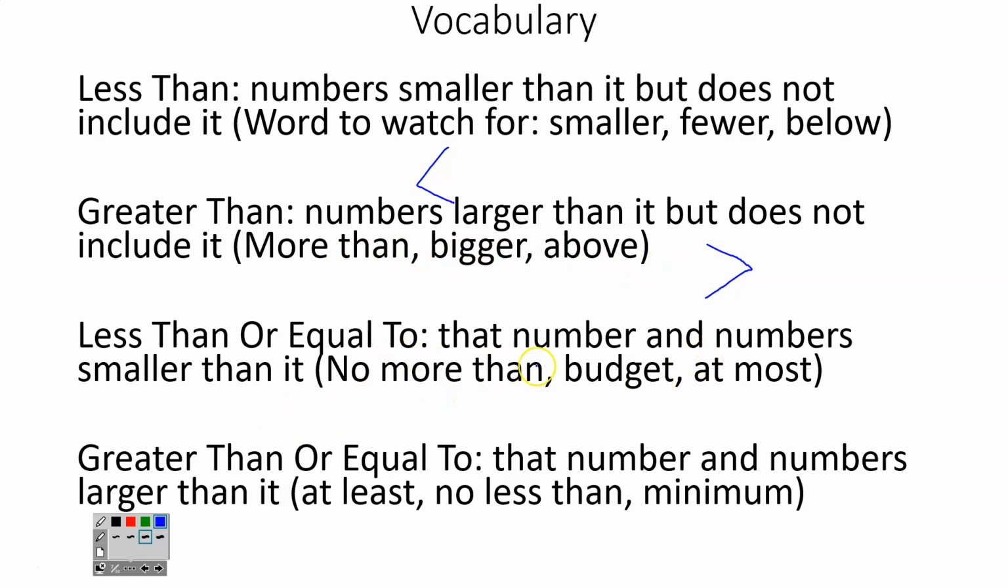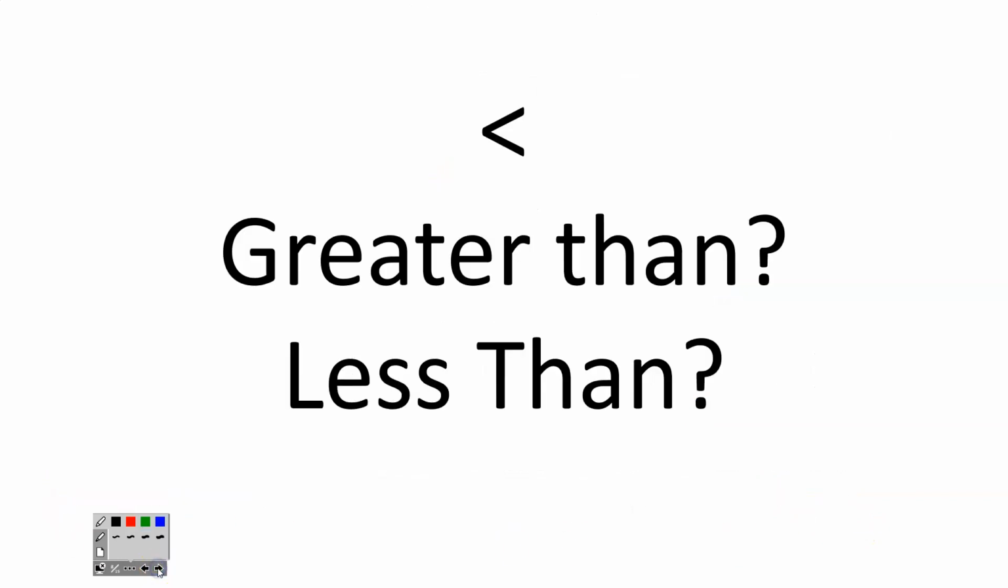Less than or equal to are numbers, that number and one smaller than it. No more than, budget, at most, those kind of things. So it would be a line underneath the less than symbol. And a greater than or equal to symbol would look like this, and it's that number and numbers larger than it. So at least, no less than, minimum, those kind of things would indicate those symbols.